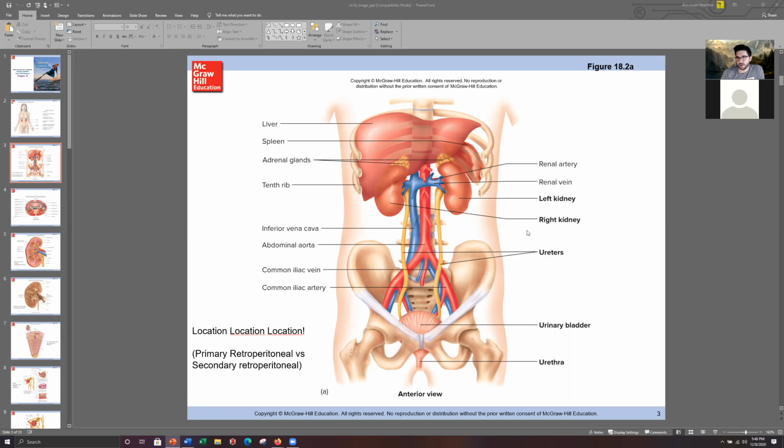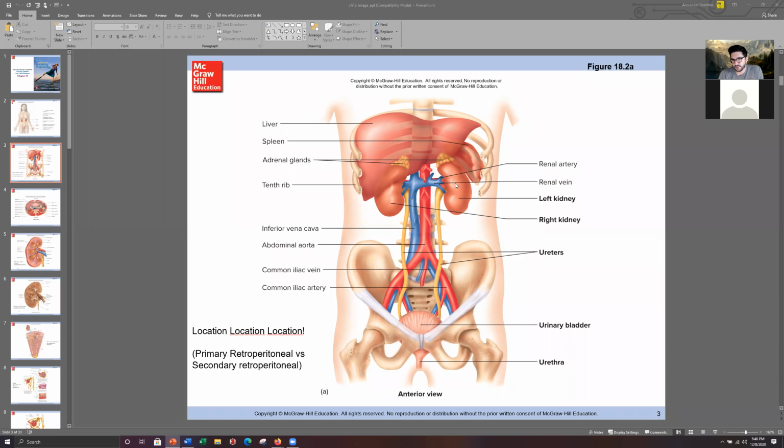So we can see here we've got all of our stomach, pancreas, the duodenum, intestines, all of that stuff has been removed. And now we can see that we have the kidneys that sit kind of right side by side with the major descending vessels of the abdomen. So we've got our abdominal aorta and the inferior vena cava that are passing right by them, okay?